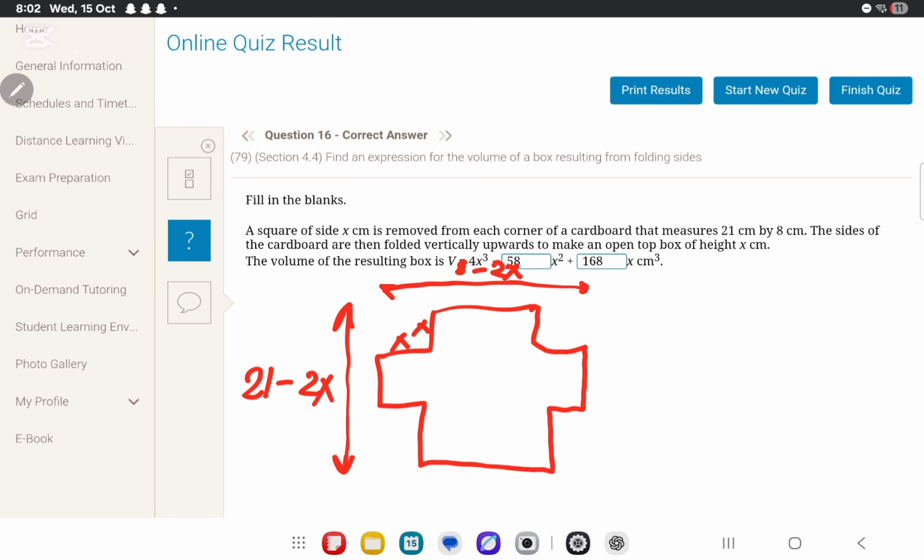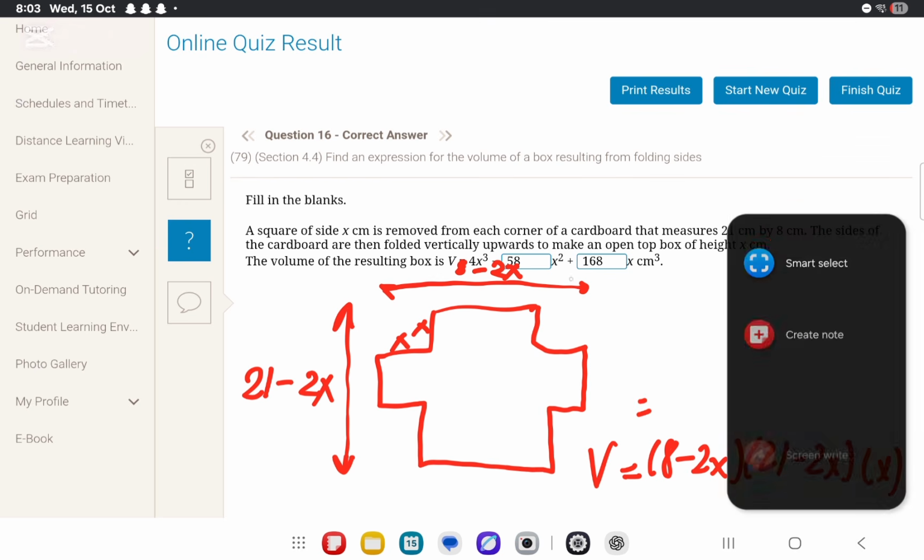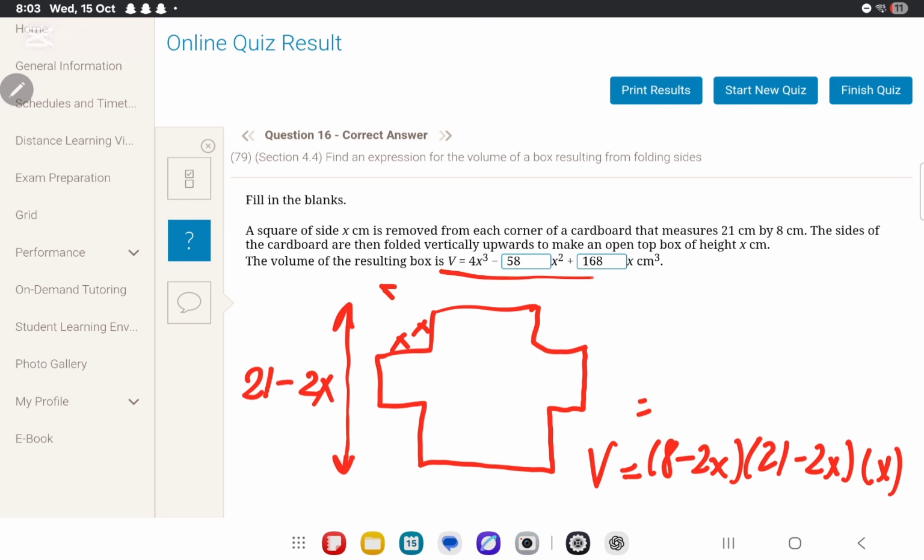Okay, that means my volume is going to be 8 minus 2x into... let me write it in a clear place. V is equal to 8 minus 2x into 21 minus 2x into x. Length times width times height. Now when you expand this, it's going to give you this answer here. I'm not going to expand, it's way too long. You're going to get this once you expand this. I already know it's correct because negative 2x into negative 2x is going to give me 4x squared, and then I'm going to expand this into another x for x cubed.